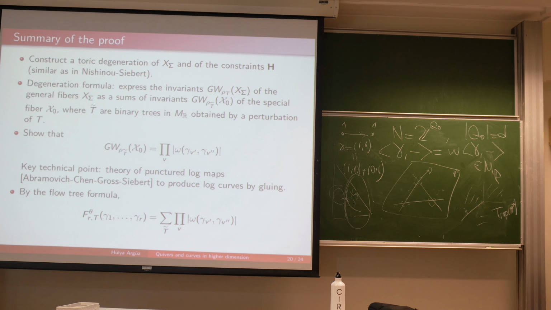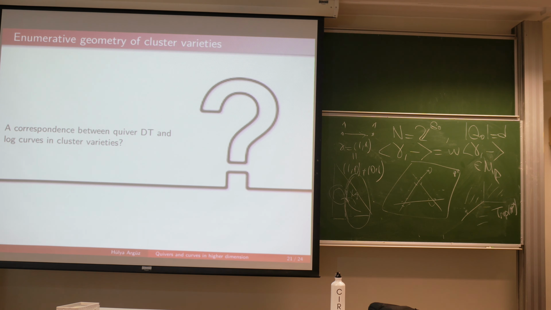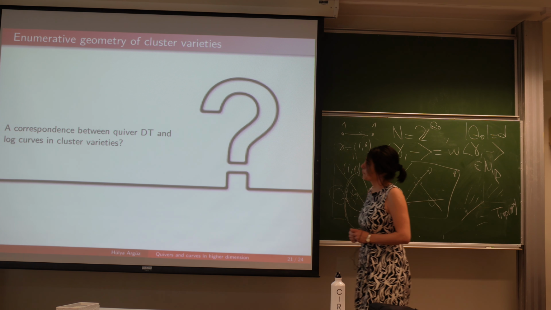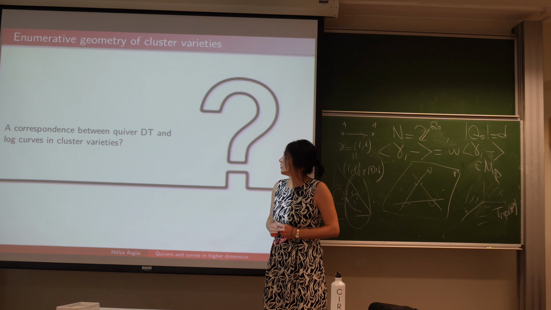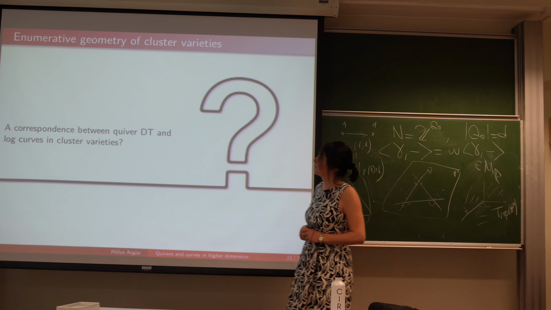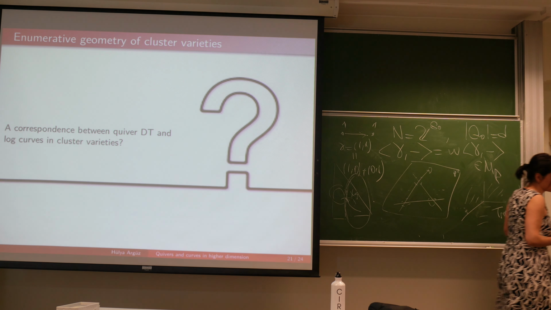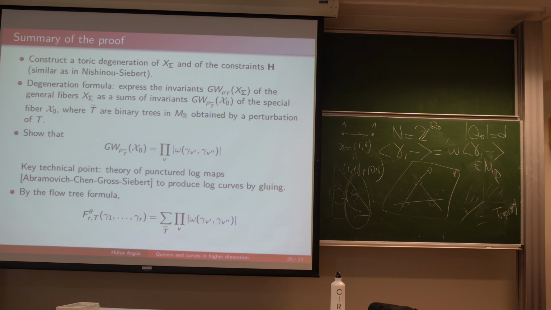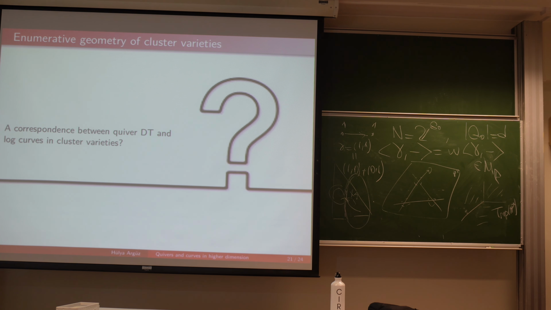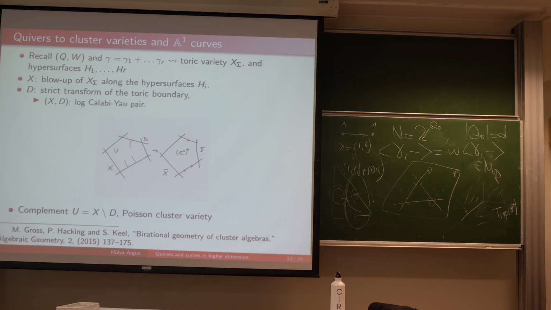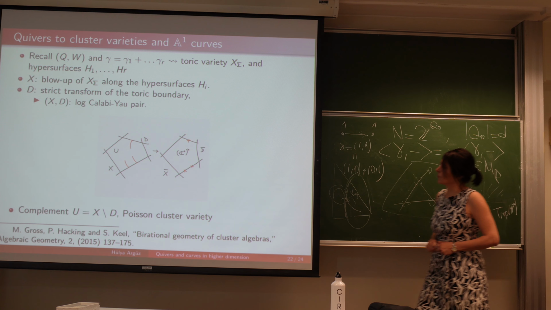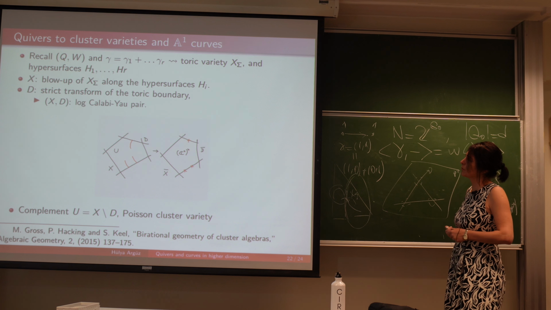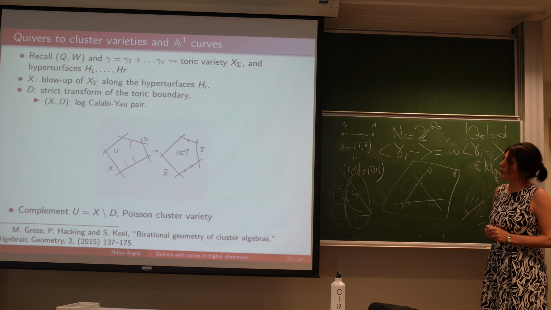So this was just a brief sketch of the proof, and a final question is, okay, I've so far talked about toric varieties in the toric setup. Can we find a correspondence between quiver DT invariants and log curves and cluster varieties? And so far I talked only about a correspondence between log Gromov-Witten invariants and coefficients appearing in the attractor flow tree formula. And there is a more general story relating directly log Gromov-Witten invariants of cluster varieties to not only the coefficients in the flow tree formula, but directly to quiver DT invariants.